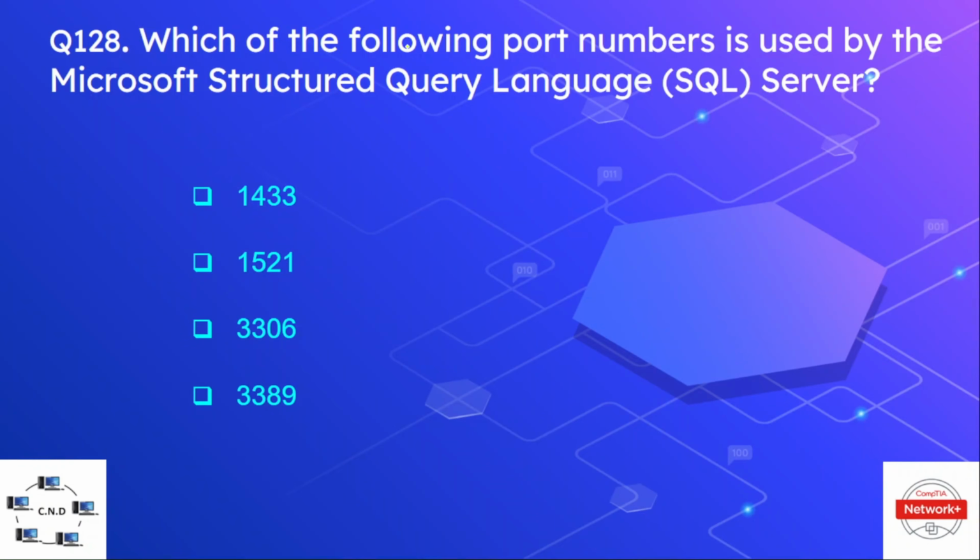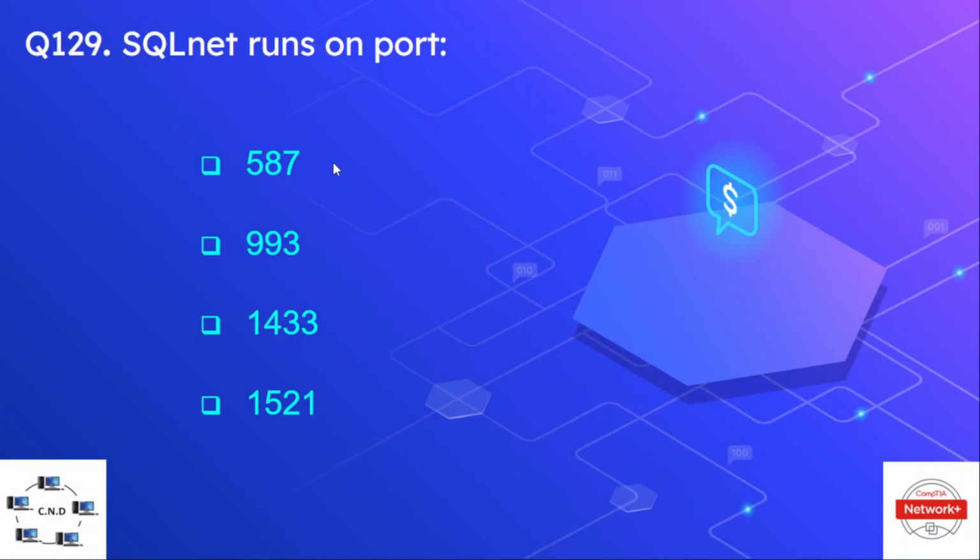Question number 128 is that which of the following port numbers is used by the Microsoft Structured Query Language, or SQL, server? And the options are 1433, 1521, 3306, or 3389. And the correct option is, so the SQL server uses 1433. SQLnet runs on port, and again the options are 587, 993, 1433, or 1521. And the correct answer is 1521.